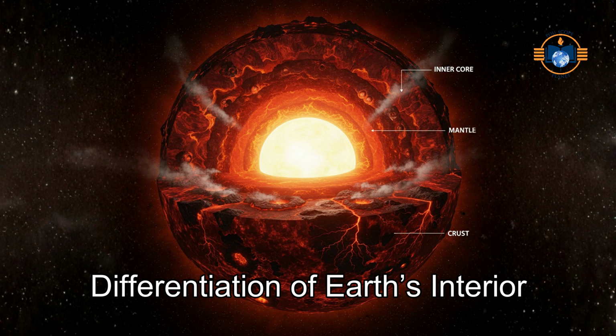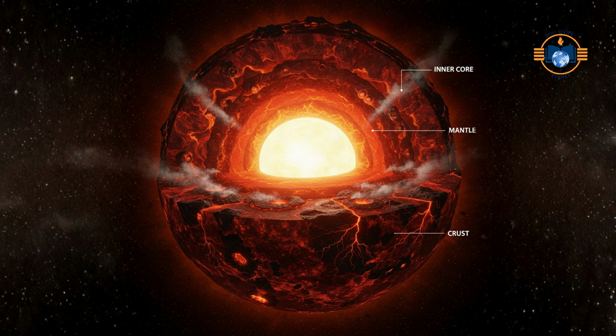Differentiation of Earth's interior. During the Hadean Eon, Earth underwent planetary differentiation. Heavy elements such as iron and nickel sank toward the center, forming the core, while lighter materials rose upward to form the mantle and early crust. This internal layering laid the foundation for Earth's present-day structure.